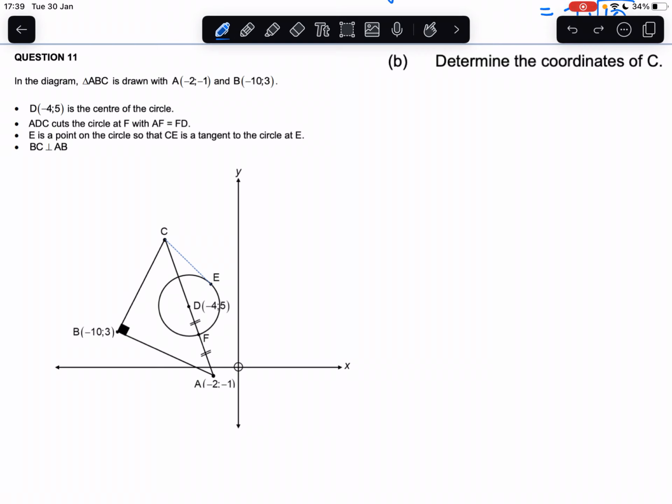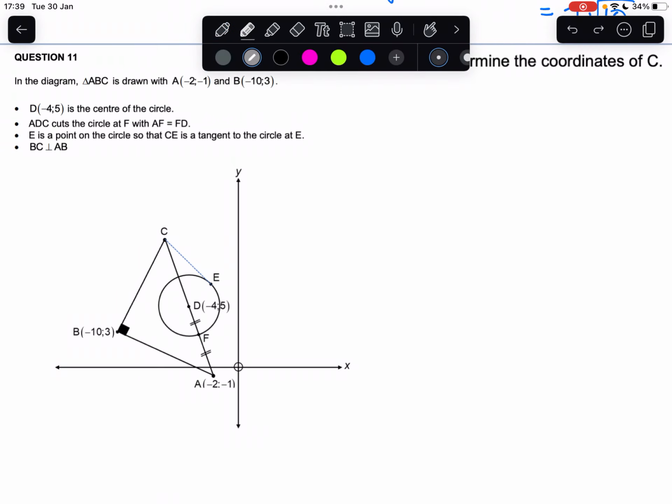Let's see. Okay, well, what we do know, let's just fill in what we know. Because that's a tangent, we know that this is a right angle, because of the tangent-radius property. That might be helpful. Who knows?